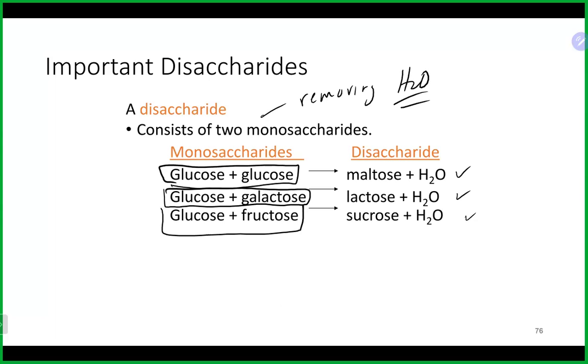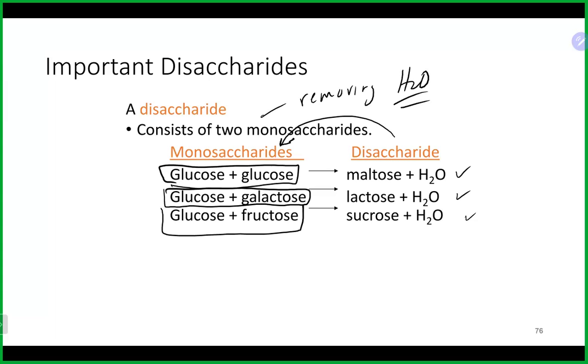Each of those is formed by taking out water. As we'll see as well, if you wanted to go backwards from the disaccharide back into the monosaccharides, you just add the water back in, and it will break those apart into their individual units.